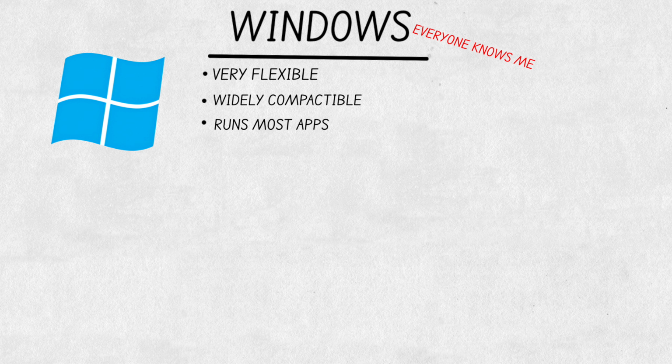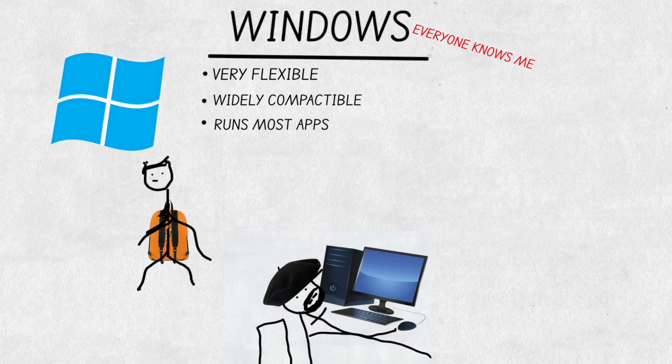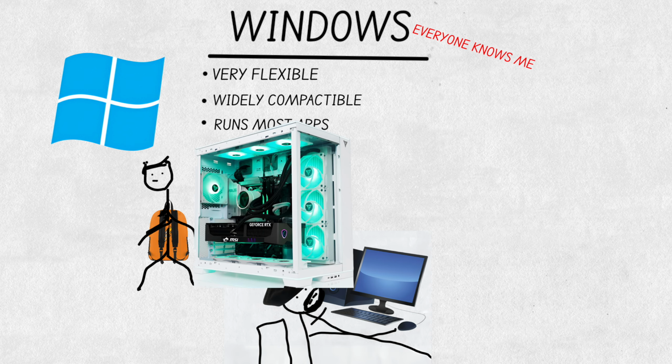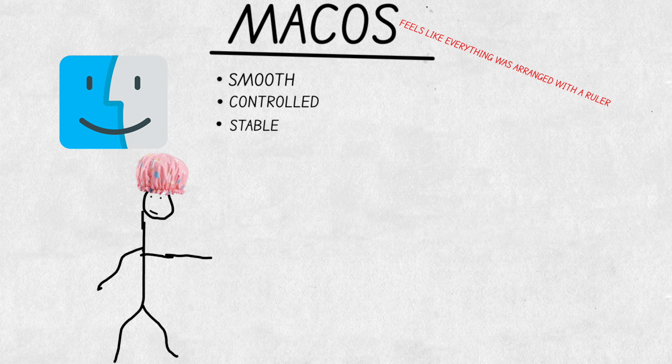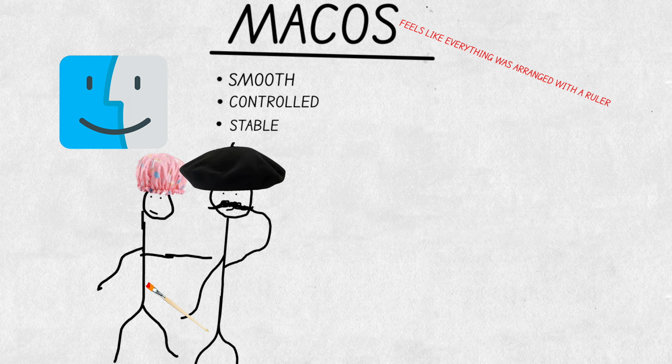1. Windows, the everyone knows me OS. Very flexible, works on many devices, and runs most apps. Great for students, office work, gaming, people who love customizing. 2. macOS, smooth, controlled, stable. Feels like everything was arranged with a ruler. Great for creators, designers, people who like when their laptop behaves gently.